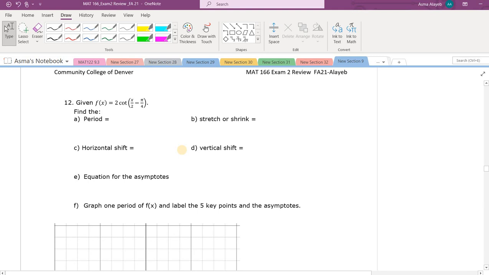All right. The next question, we need to graph cotangent. We're going to graph tangent, and then from tangent, we're going to create the cotangent. I will leave this for another part, so I'll see you in part 3 to finish the rest.